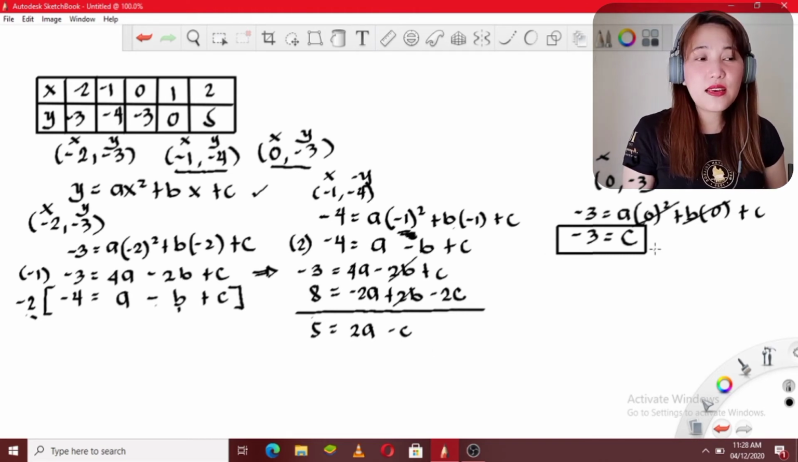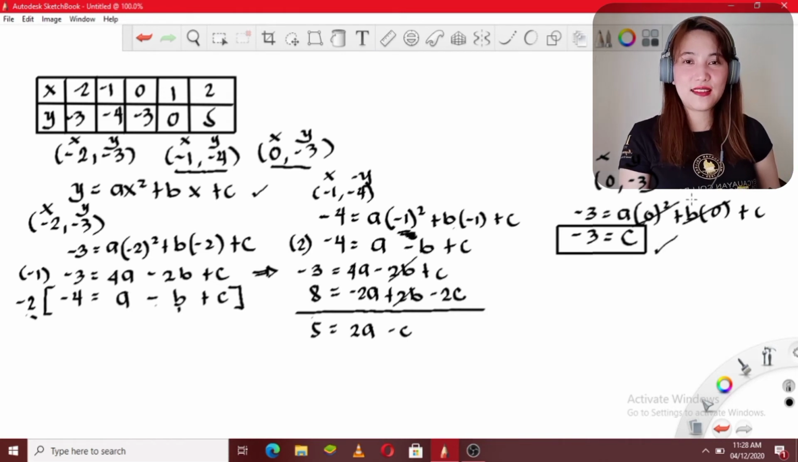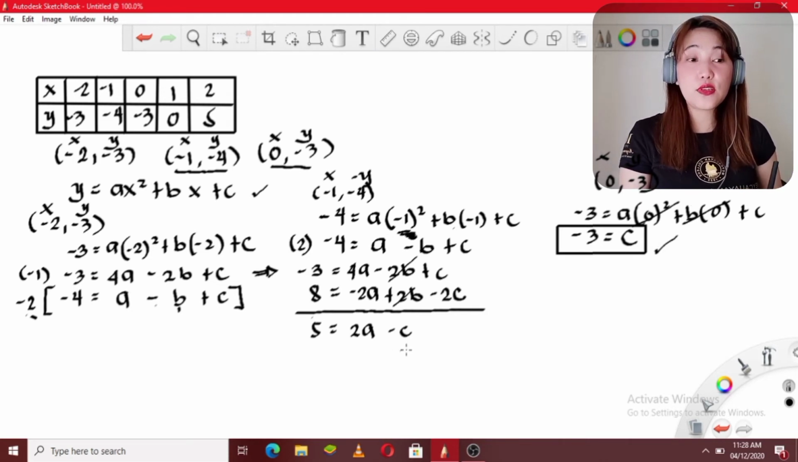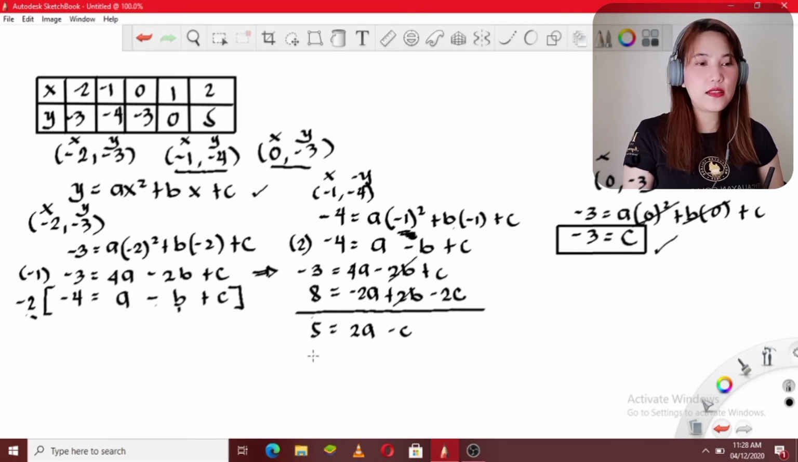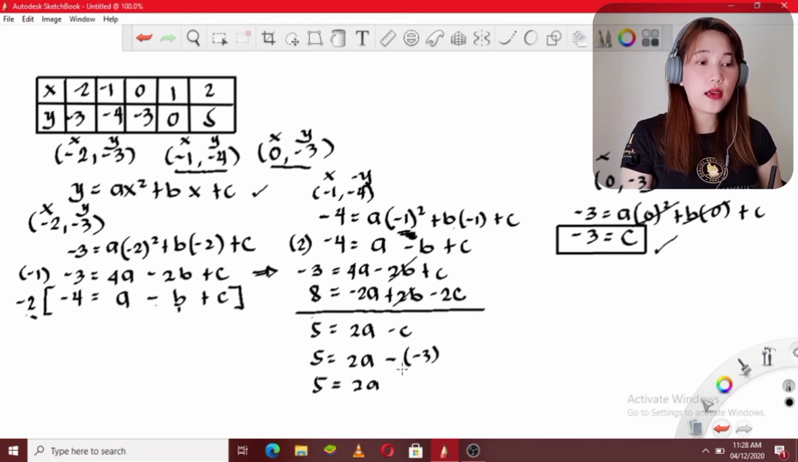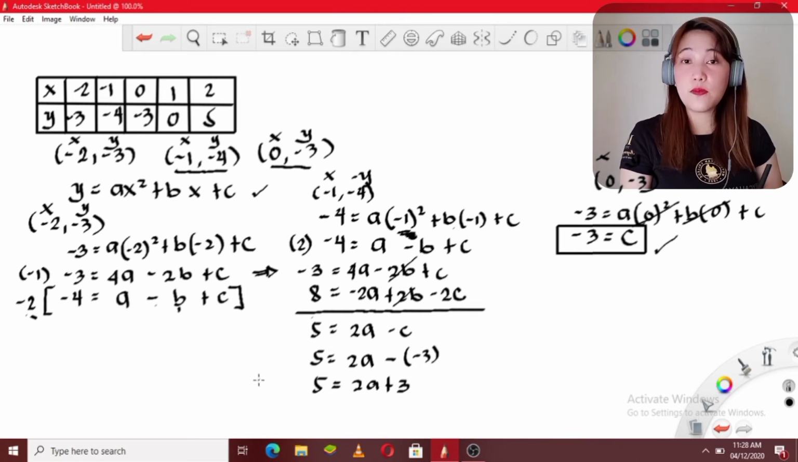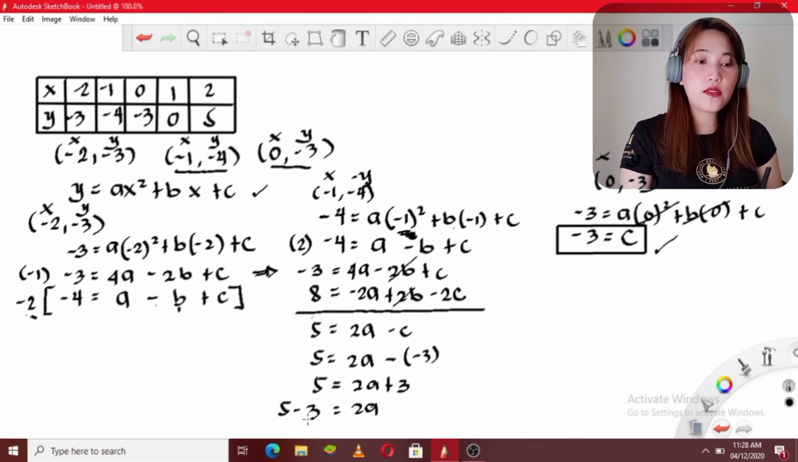But since, balikan natin yung iniwan natin kaninang value ng c. That is negative 3. We can actually solve here for A. Kasi may value na tayo ng C. So, pwede natin siyang isolve. This will become 5 equals to A minus negative 3. So, that will become 5 equals to A, negative times negative 3 is positive 3. Now, apply the subtraction property of equality. So, ilipat si 3, that will become 5 minus 3 equals to A. 5 minus 3 is 2 equals to A.